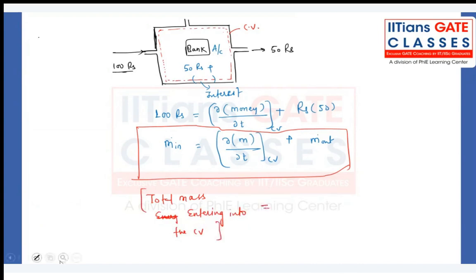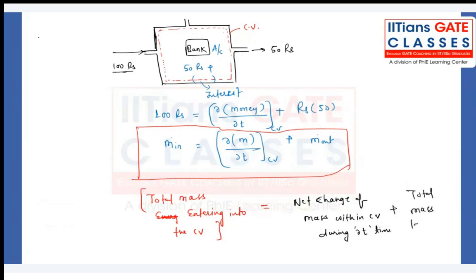is equal to the net change of mass within the control volume, within the bank, during delta t time period, plus total mass leaving the control volume during delta t. Here also you can write during delta t.